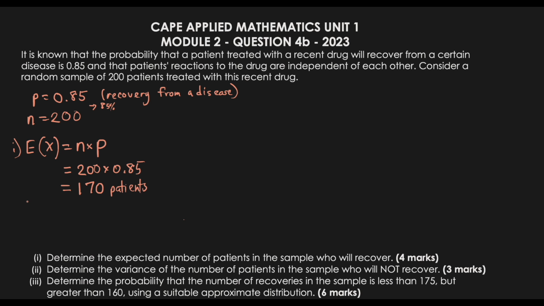Alright, so number 2, it says determine the variance of the number of patients in the sample who will not recover.